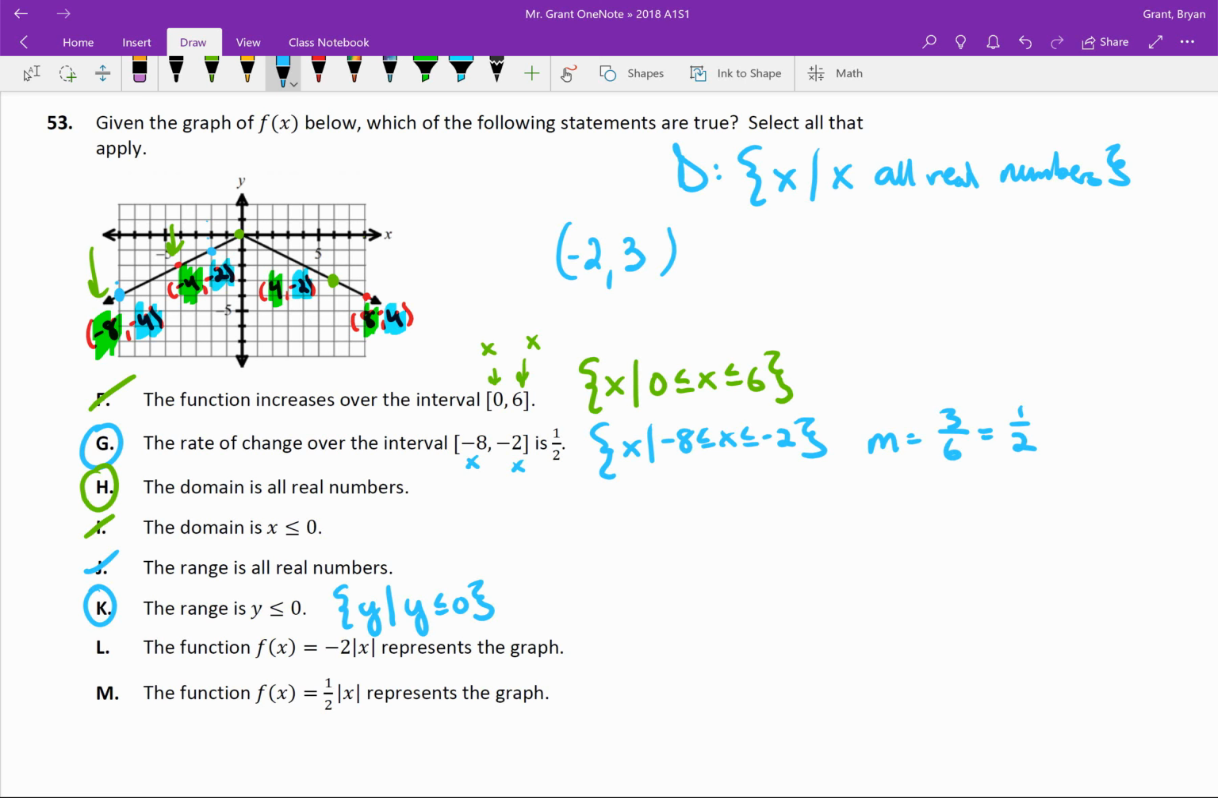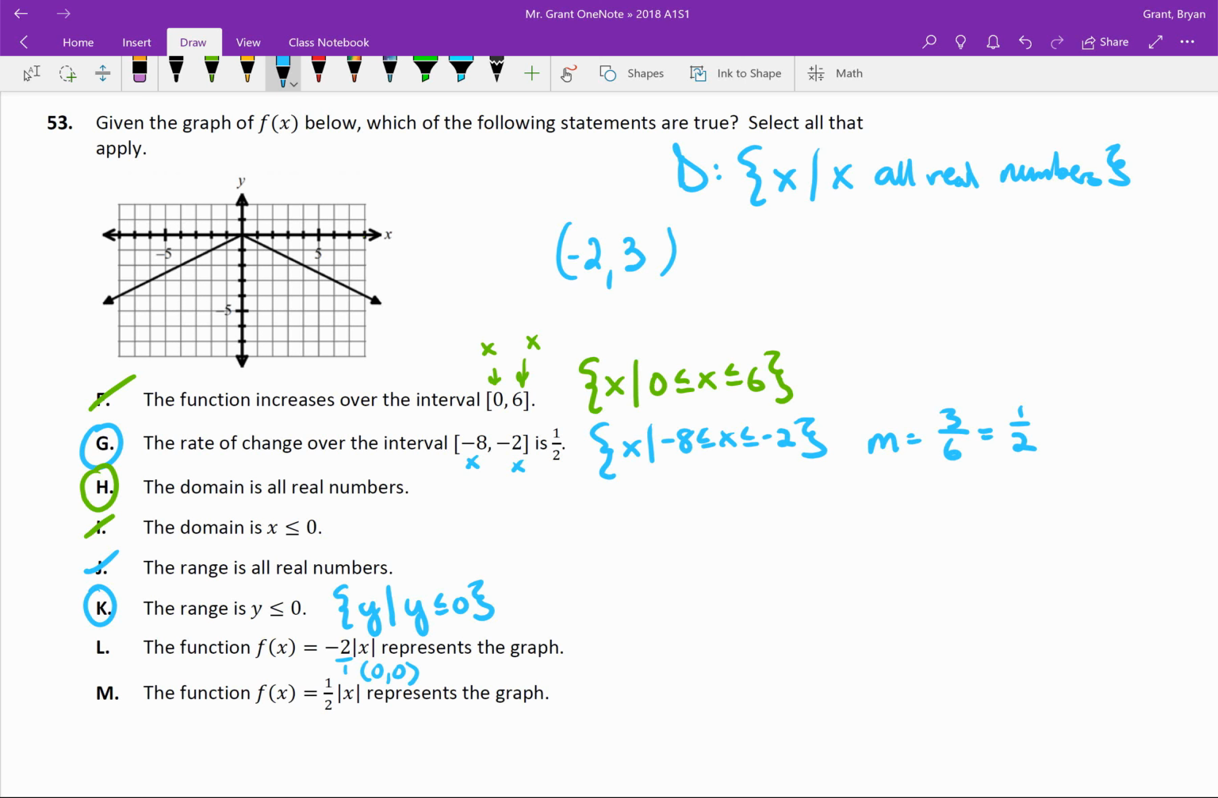Last but not least, we have to choose between L and M. They are giving us the equation for this function. Absolute value, we see that V-shaped graph. Both of these have nothing adding, so we know that they both start at 0, 0, so it really comes down to the slope. Do we go down 2 over 1 or up 1 over 2?